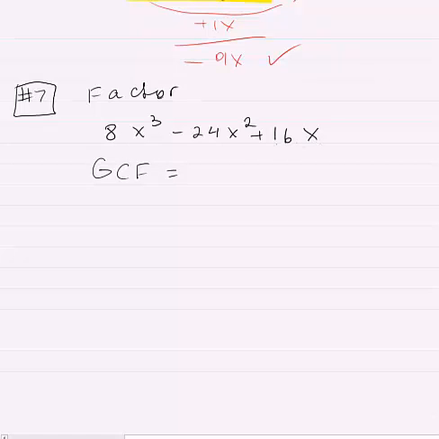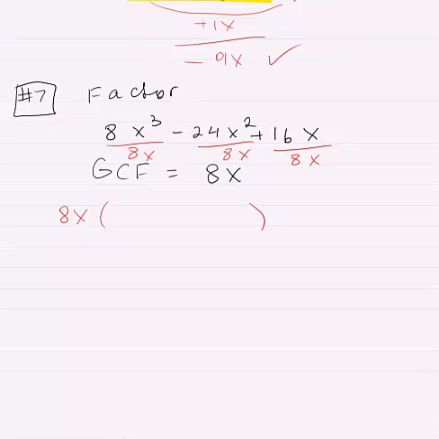So among the numbers 8, 24, and 16, 8 divides all of them, therefore 8 is a common factor of the numbers. Again, there's an x that they share, so I'm going to take 8x out. This is my GCF, and what's left, I'm going to take every term, divide it by 8x, see what's left, and then I get x squared minus 3x plus 2.